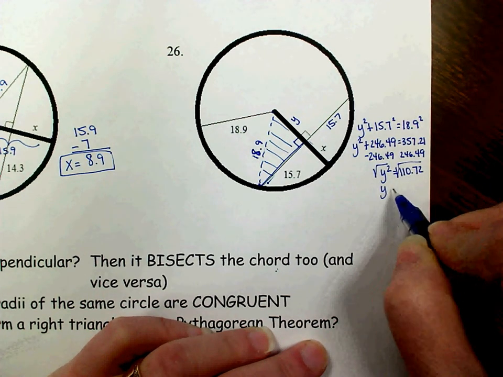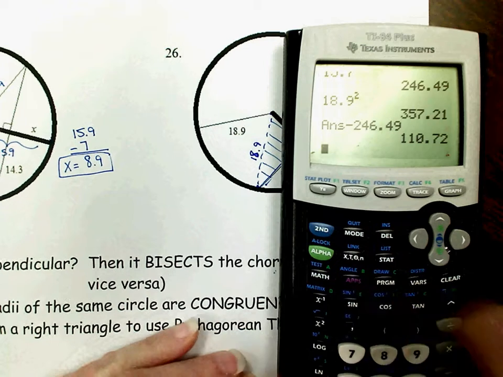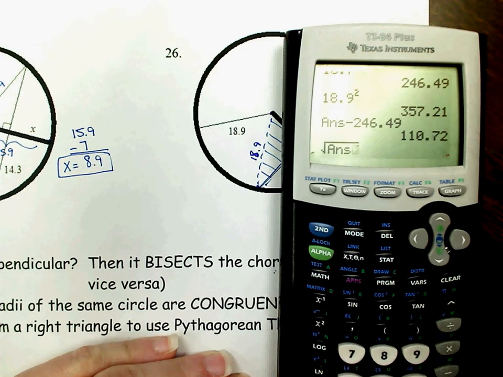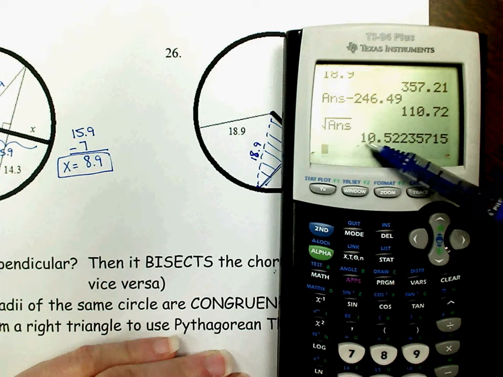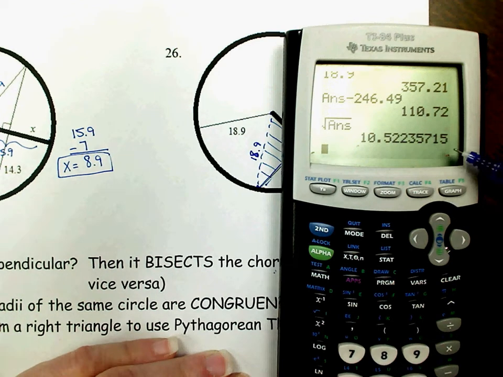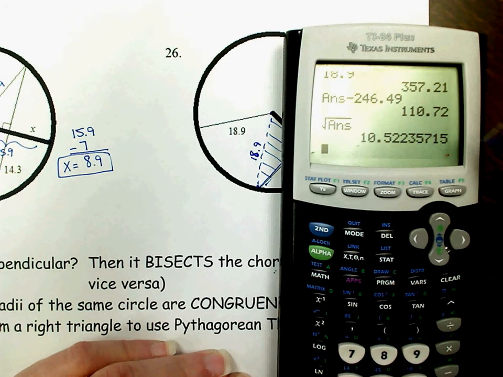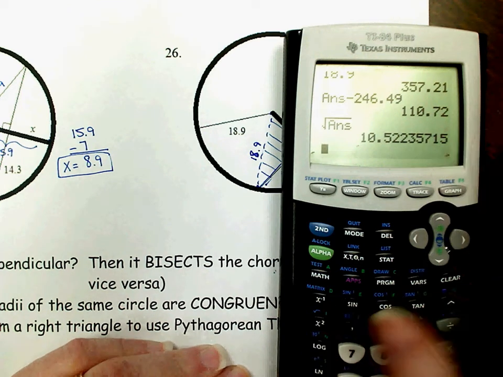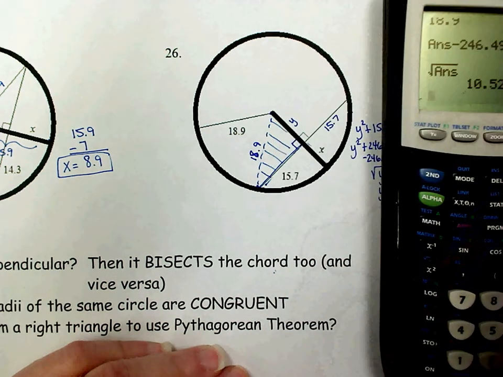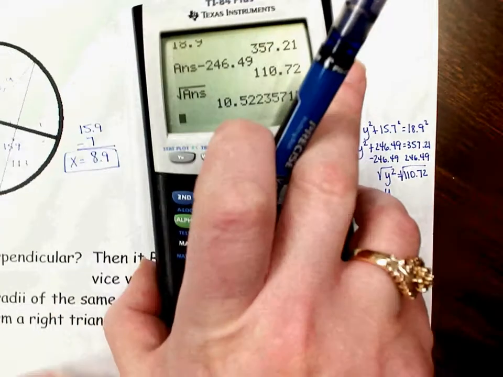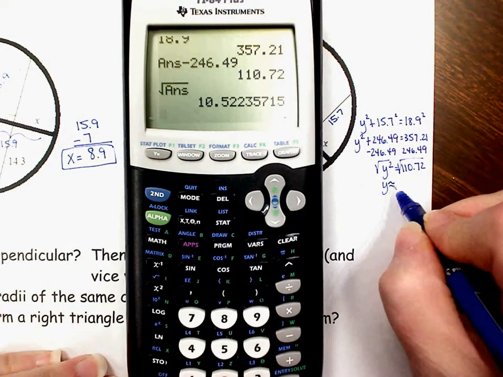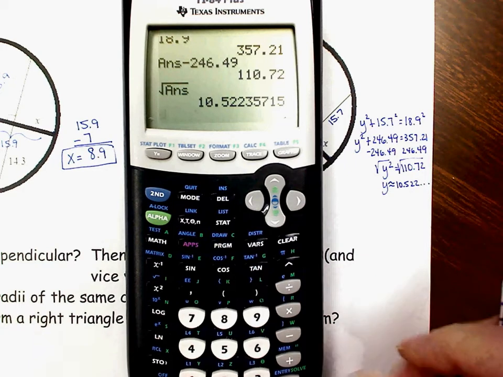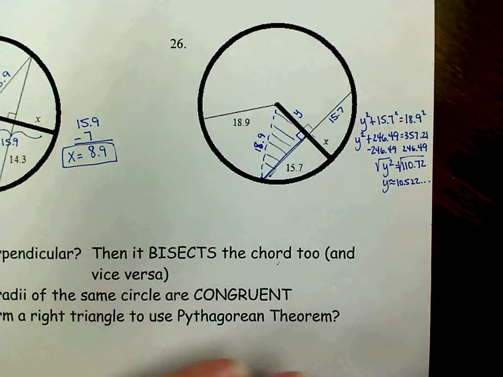So when I do that, I'll show you on my calculator here. When I take the square root, I'll just do square root of my answer, 110.72. I get a decimal that doesn't repeat and it doesn't terminate. And so be very careful always rounding before your final answer. It really wouldn't matter at this point, but if you didn't want to round at this point, you could write that your y is approximately 10.522, and so on. But remember, that's not your answer. Your answer is to find x.